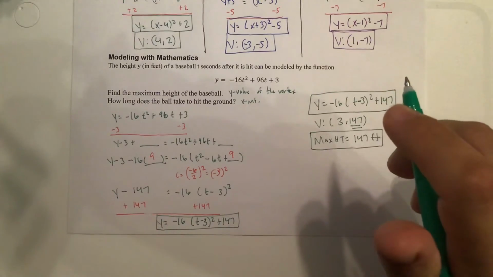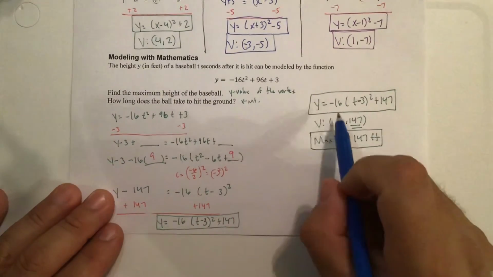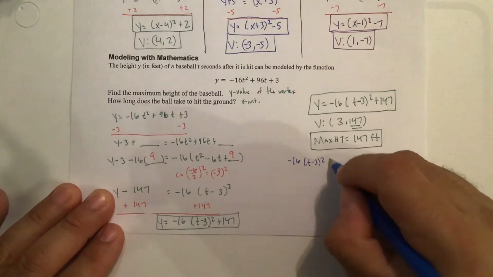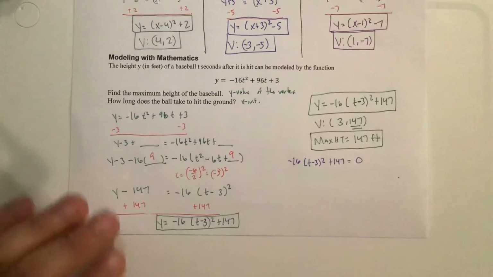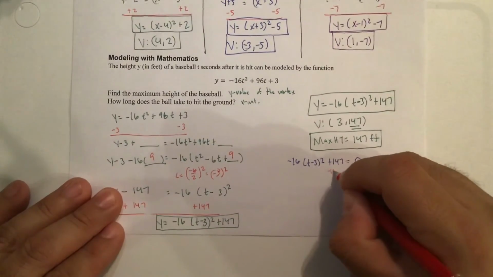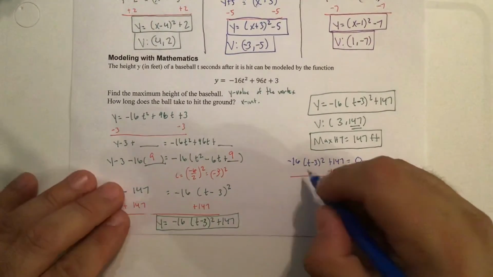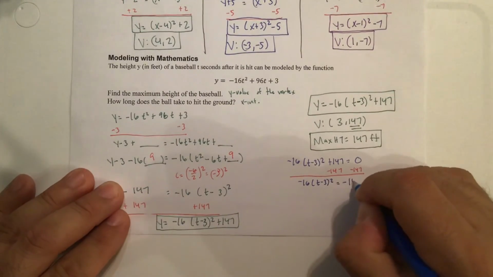And then it asks, how long does it take for it to hit the ground? So this question is a little bit different. You're going to have to find the x-intercepts, roots, zeros, or the actual solutions, right? So we're going to take this equation we came up with, negative 16 t minus 3 squared plus 147. And we're going to just set it equal to 0, and we're going to solve it for x. So first I'm going to subtract 147 from both sides. So we get negative 16 t minus 3 squared is equal to negative 147.